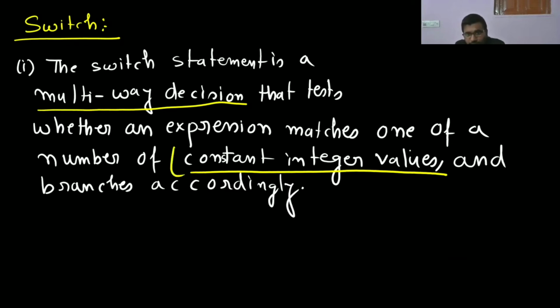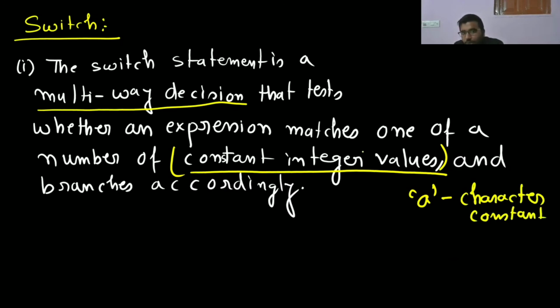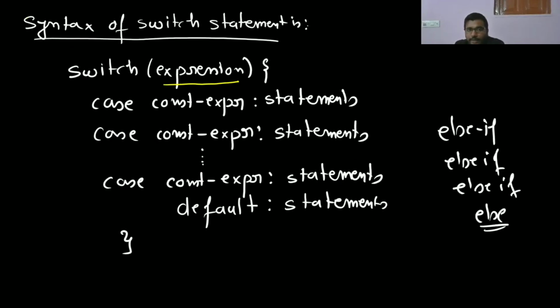So a case can have only a constant integer value and should not have anything else. Is a character constant allowed? Yes, because its value is an ASCII value, so it is an integer constant only. Case 2 constant, case 3 constant, this is allowed. Other than this, nothing is allowed. The switch will have an expression and check it like this.